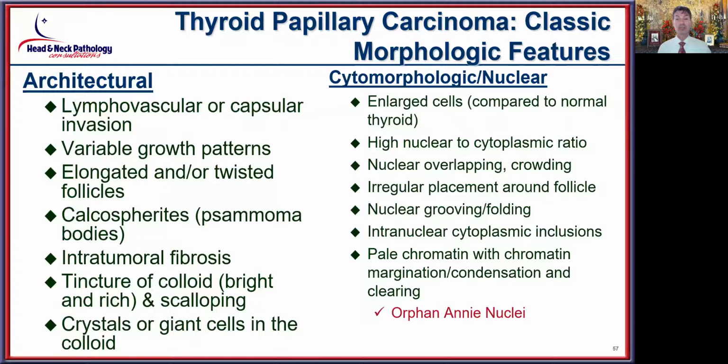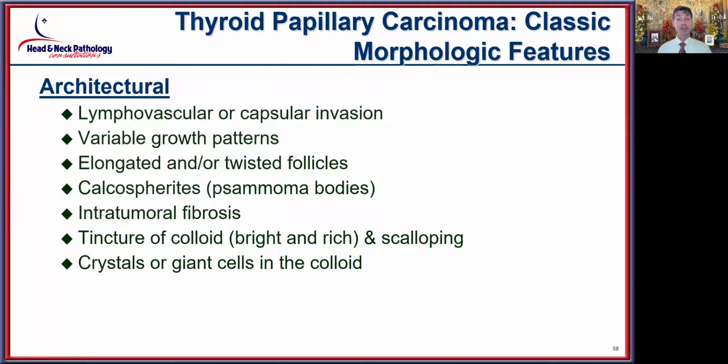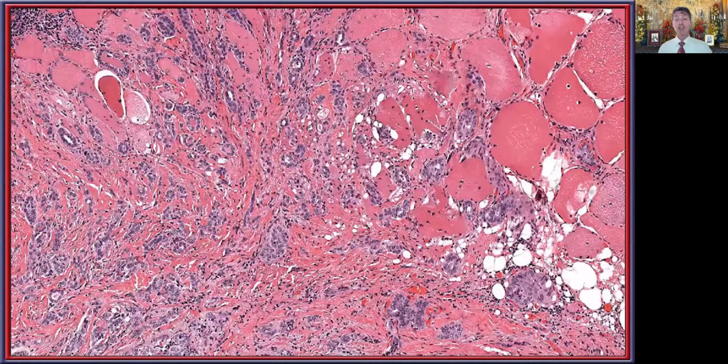So let me talk about the architectural and cytomorphologic features here for a few moments. Architecturally, if you think about it: lymphovascular invasion or capsule invasion, variable growth patterns, elongated and twisted follicles, psammoma bodies, intratumoral fibrosis, very bright colloid, and of course, crystals or giant cells. So when one thinks about the growth pattern, here you can see that there are bundles of skeletal muscle with the neoplastic proliferation dissecting between them, clearly an infiltrative component.